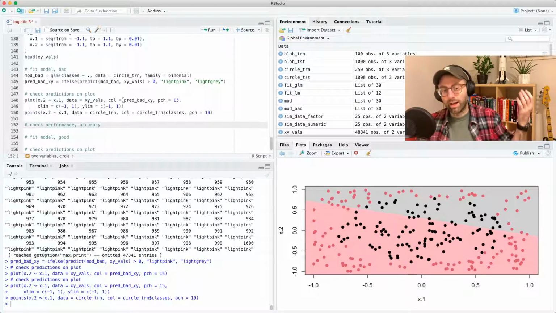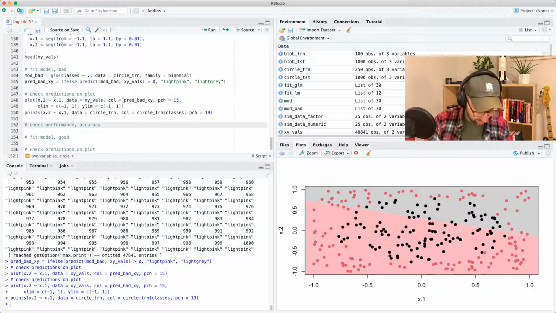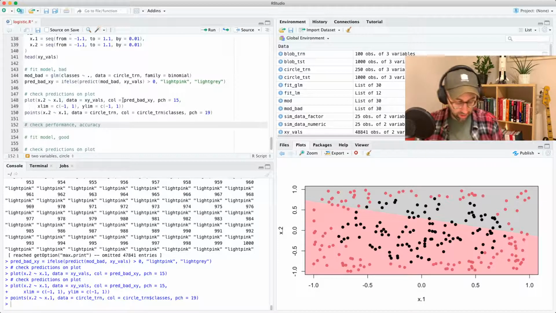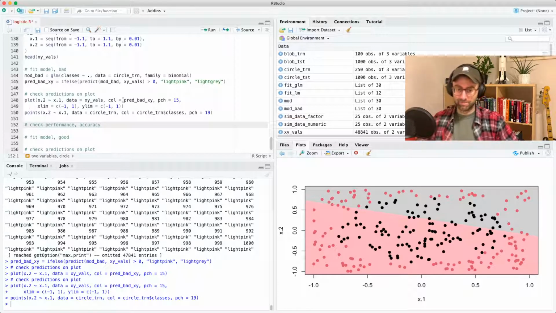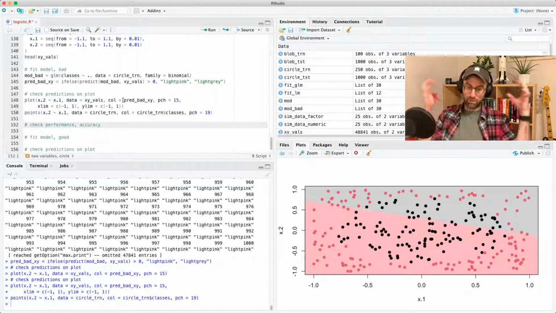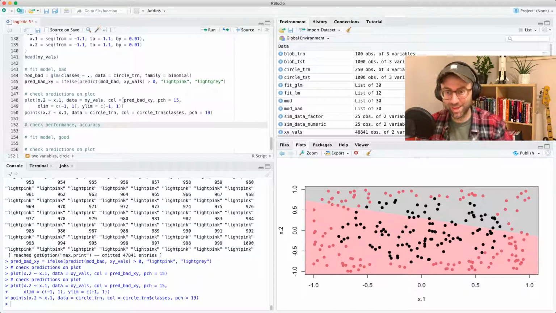Okay, and I think it's clear to anyone, this ain't doing too good. No, not too good at all, right? Trying to make a linear decision boundary discriminate a circle from all these points is pretty much not possible.